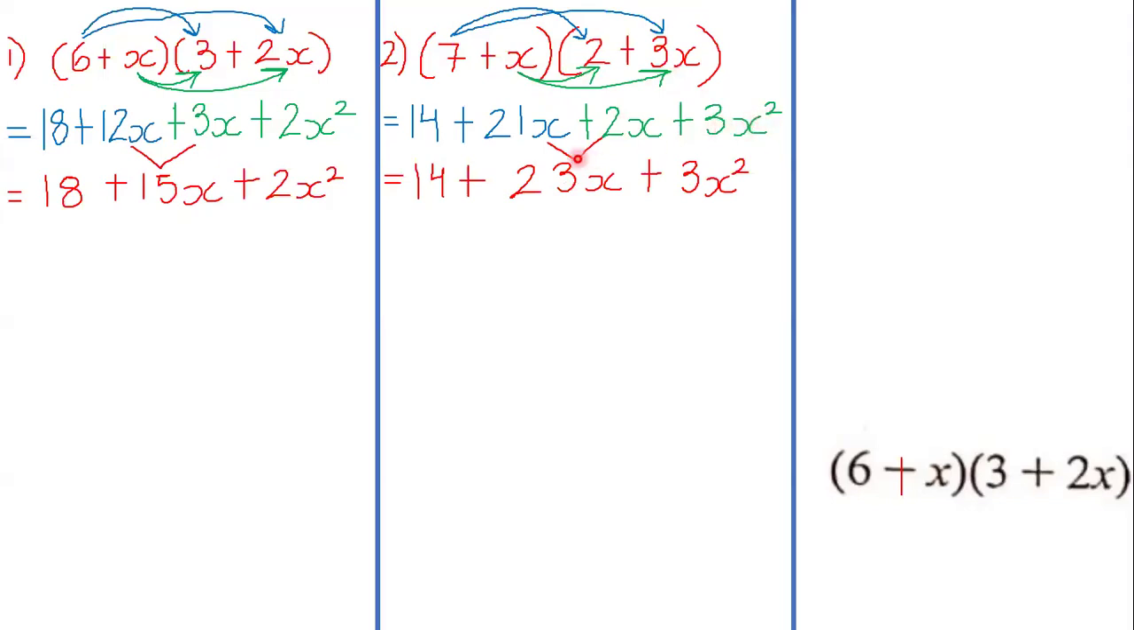And what do we do after that? Then you group them in terms, and you bring down the 14. Then you add 21x plus 2x, which gives you 23x plus 3x squared. Very good. Class, do you all understand how I got my answer for number 2? Let me know if you understand, please. Yes, sir.